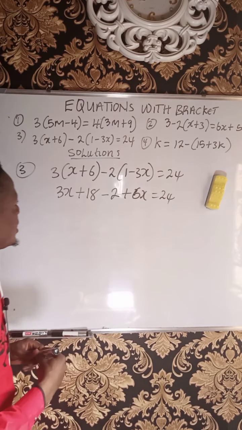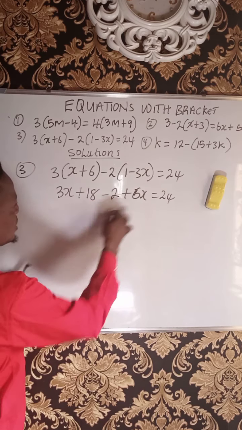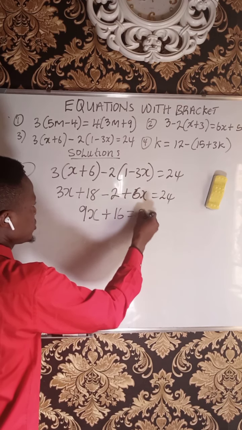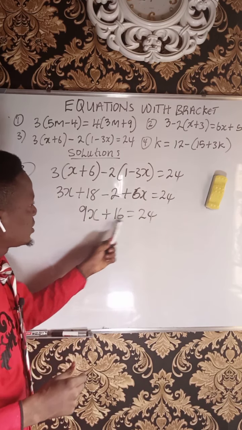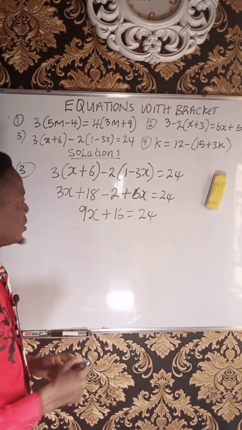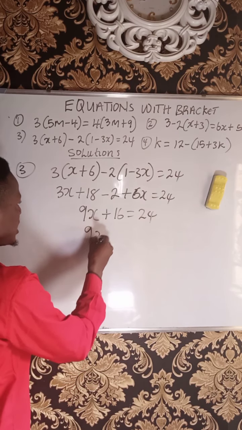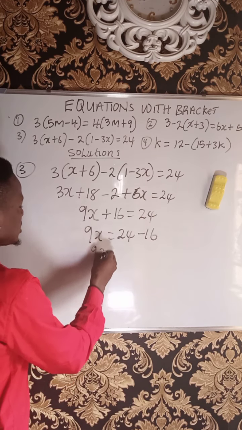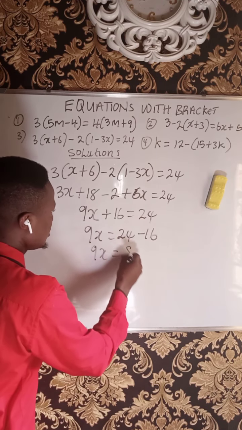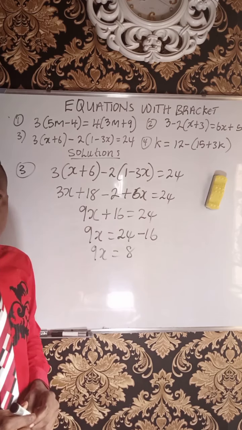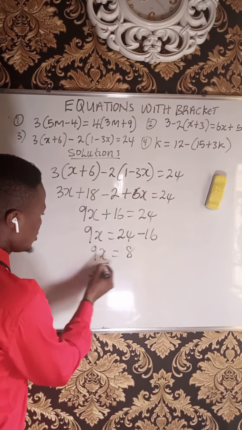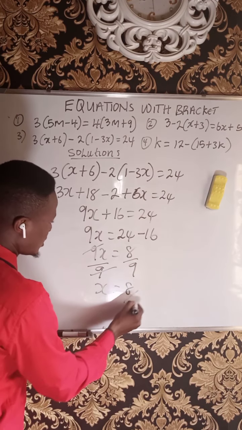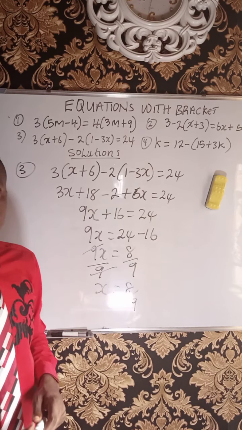Okay, so you collect like terms. Here 3x plus 6x is 9x. 18 minus 2 is 16 equals 24. So this positive 16 will go here to meet this 24. When it goes there, it becomes subtraction. So we have 9x equals 24 minus 16. So 9x will give us 8, because 24 minus 16 will give us 8. So to get the value of x, I will divide both sides by 9. This cancels out. So x is equivalent to 8 over 9. And this is still a proper fraction. So let's take the last question.